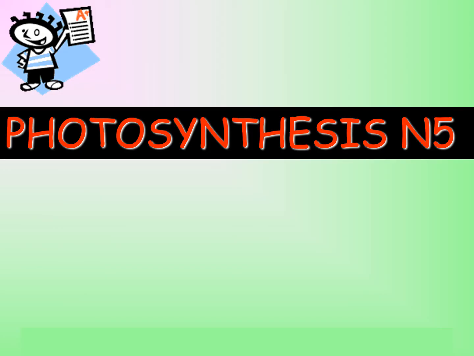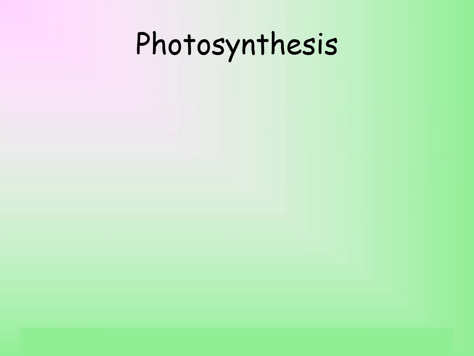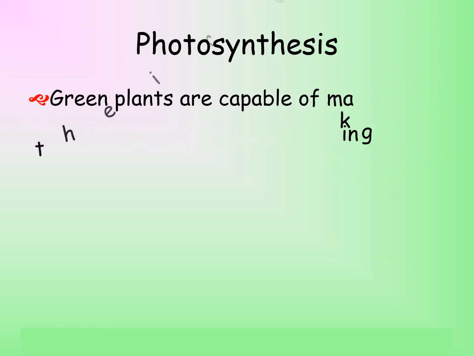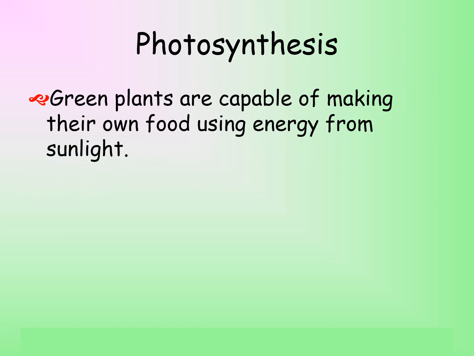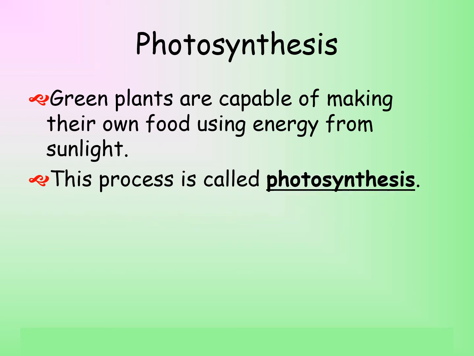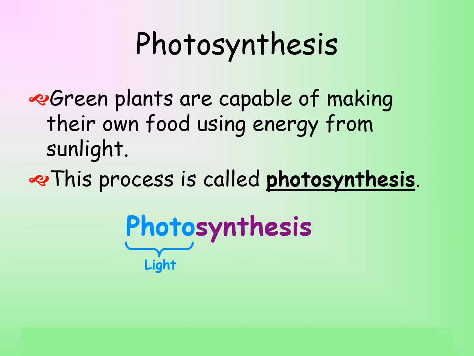Now we're coming on to Photosynthesis National 5. So, photosynthesis. Green plants are capable of making their own food using energy from sunlight. And as I said, to make anything, you need energy. This process is called photosynthesis. Now think about the word photosynthesis. We're using light energy to make glucose sugar. And when plants carry out photosynthesis, they grow bigger, so their yield gets higher.